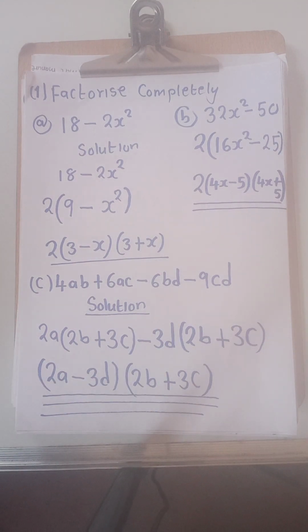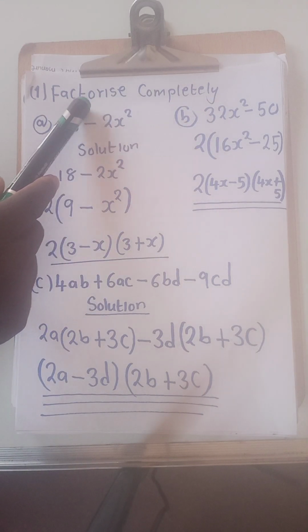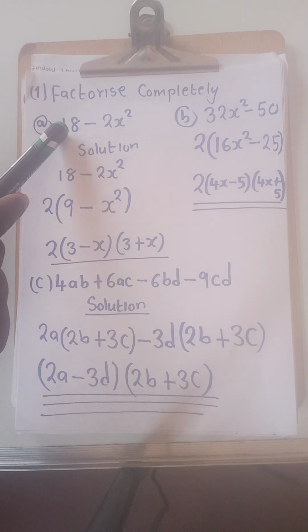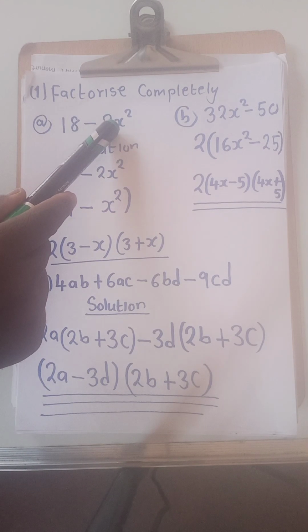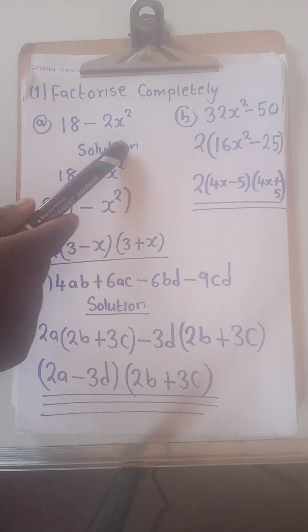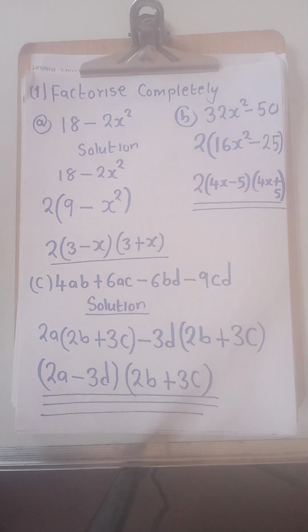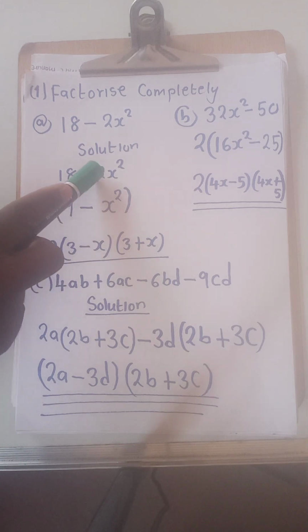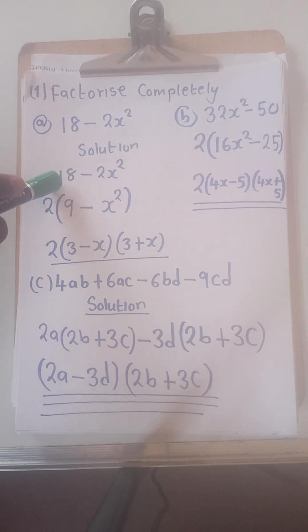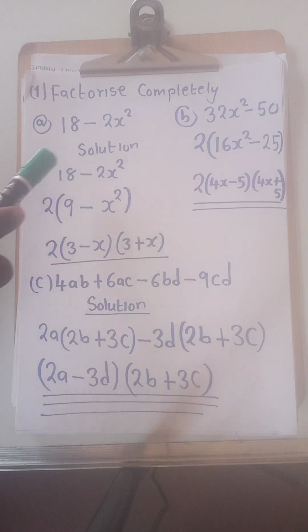This question is factorize, and it says factorize completely. The first question is 18 minus 2x squared. Once you see a question like this, you copy it the way it is. When it comes to factorizing, there is always a small number that can enter into the big number. That small number is common, and you check.